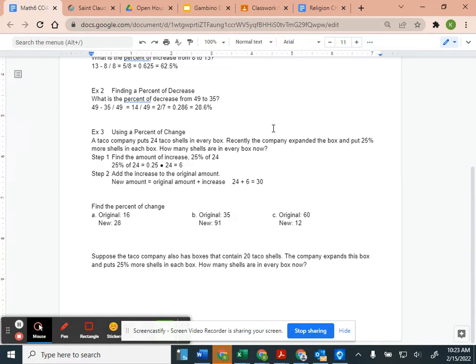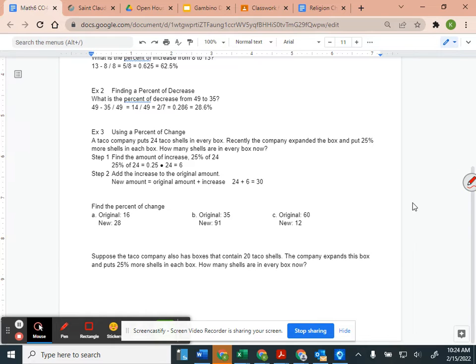Using a percent of change. A taco company puts 24 taco shells in every box. Recently, the company expanded the box and put 25% more shells in each box. How many shells are in every box now? The first thing we want to do is find the amount of the increase. 25% more, so it increased by 25%.